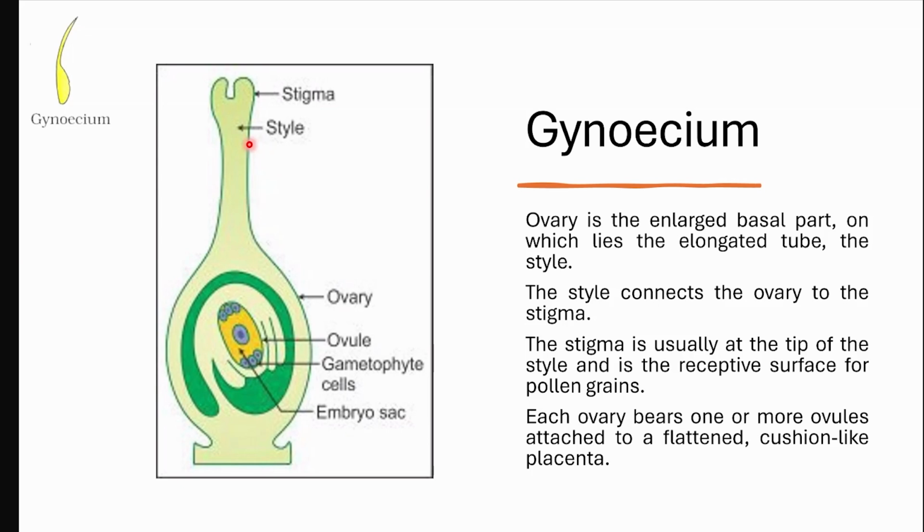So this elongated tube is the style. The style connects the ovary to the stigma, right? The stigma is usually the tip of the style and is the receptive surface for pollen grains, right? I said pollen grains will come and sit on the stigma. So it is a receptive surface of a pollen grain. Each ovary bears one or more ovules attached to a flattened cushion like placenta, right? So each ovary will have either one or multiple ovules, which will be attached to a flattened cushion like placenta. This part is a placenta, right?